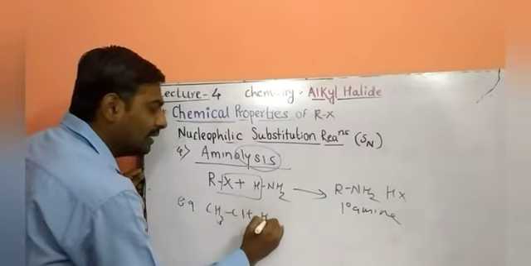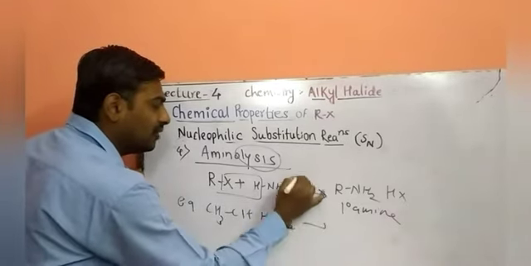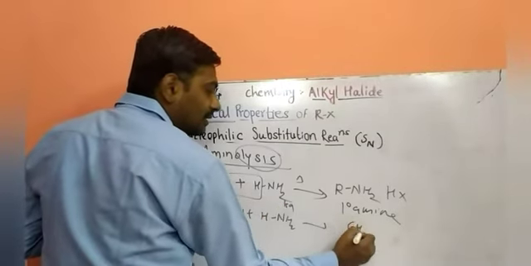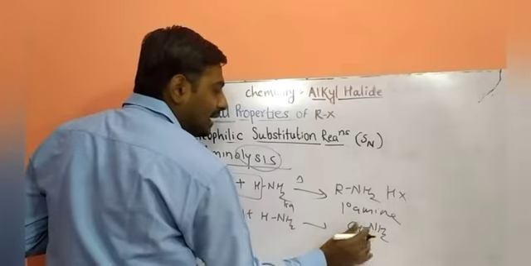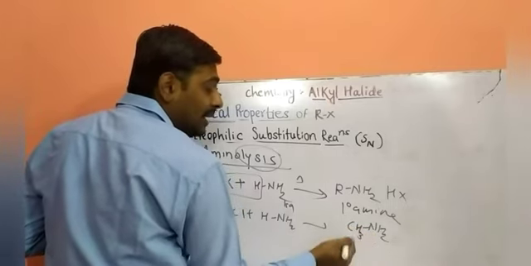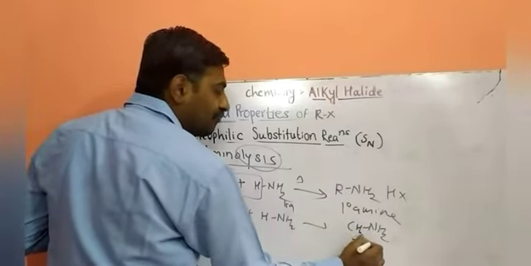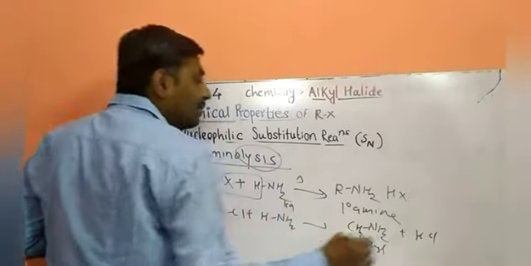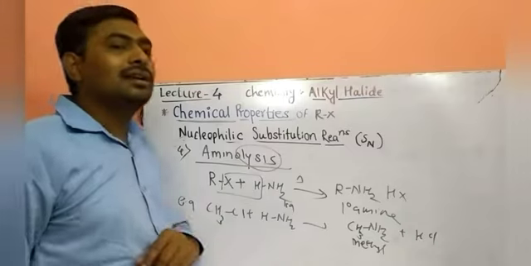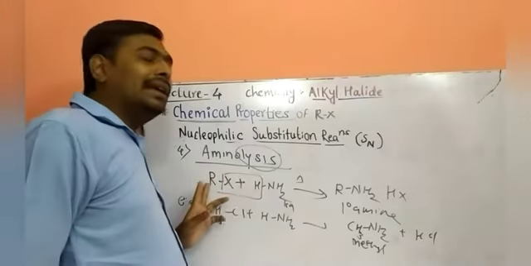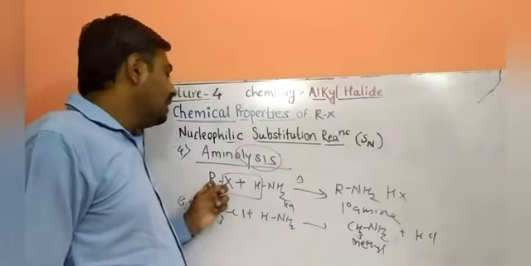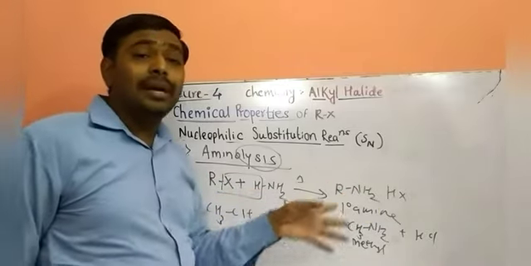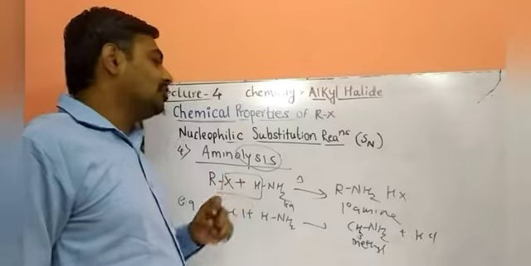CH3Cl reacted with NH3 in presence of heat. This is liquid ammonia. In presence of it, what will you get? CH3NH2, methylamine. This is methyl, this is amine. Methylamine as a product with HCl as a byproduct in this reaction. The reaction is called aminolysis. We can take any alkyl halide on this side. Ethyl gives ethylamine, propyl gives propylamine, butyl gives butylamine, according to the substitution of the halogen atom.